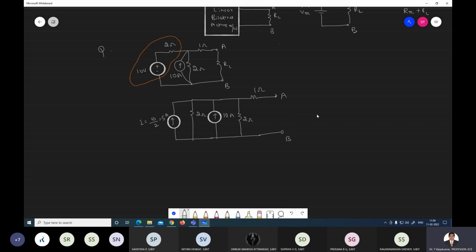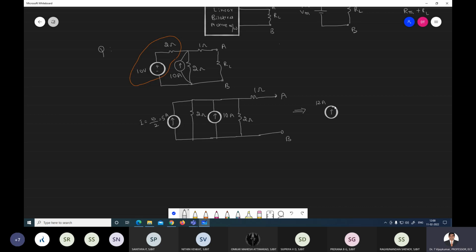Now what can you do next? What is the next procedure? Now the currents 5 amps and 10 amps are connected in the same direction, therefore we can add the currents. So here it becomes 12 amps.